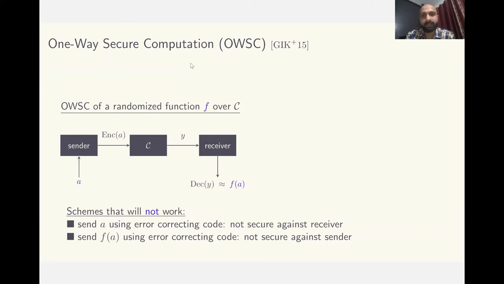Security against the receiver requires that the receiver only learns F of A. This specifically means that the sender cannot simply send her input A to the receiver using an error correcting code, for example. The security against the sender requires that the sender only learns that the receiver's output is distributed according to F of A. Hence, specifically, the sender cannot simply sample F of A by herself and send it to the receiver using an error correcting code.